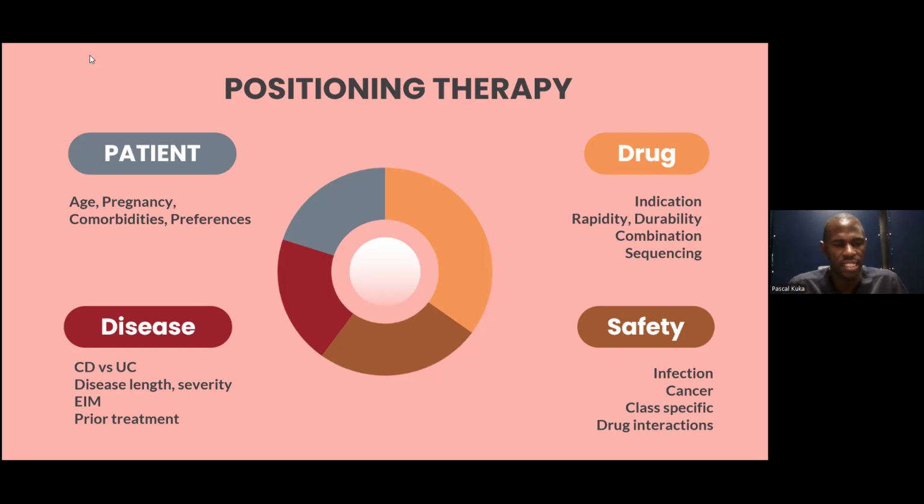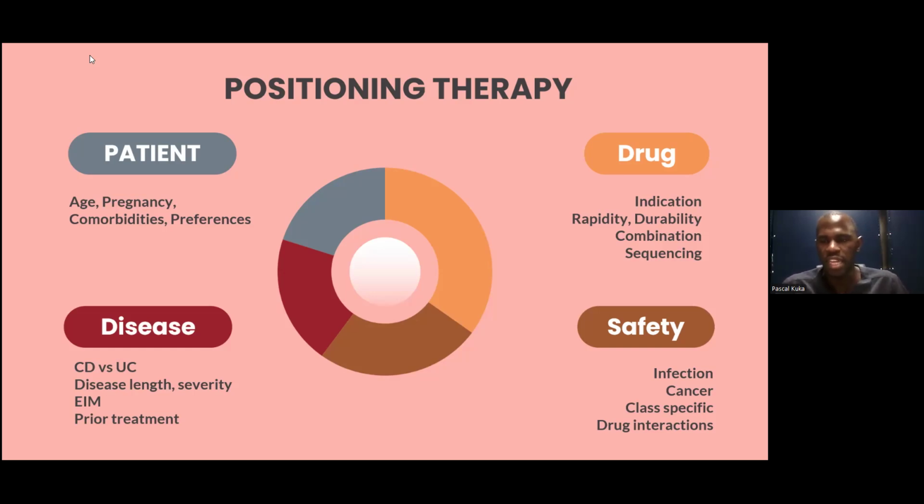Also, we need to consider prior treatment. As we've discussed, usually there is the law of diminishing returns, where with subsequent treatment, they have less and less efficacy. So you really need to get it right the first time. But also, as you are trying to position the other therapies, we need to look at the most efficacious in terms of your different kinds of trials, including the head-to-head trials.